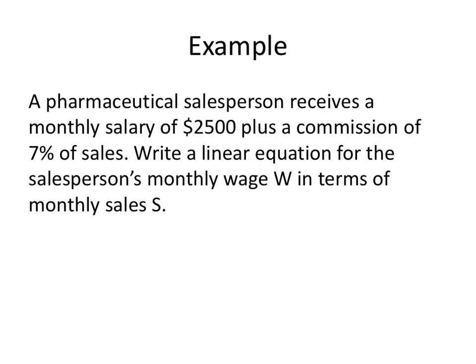What about commissions? A pharmaceutical salesperson receives a monthly salary of $2,500 plus a commission of 7% of sales. Write a linear equation for the salesperson's monthly wage W, so they tell us how to name it, in terms of, so using the variable monthly sales S.